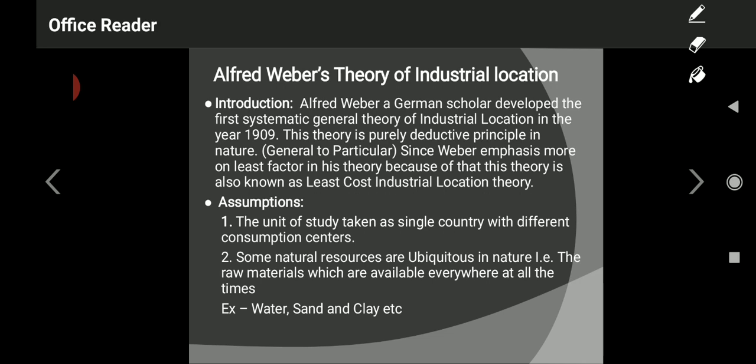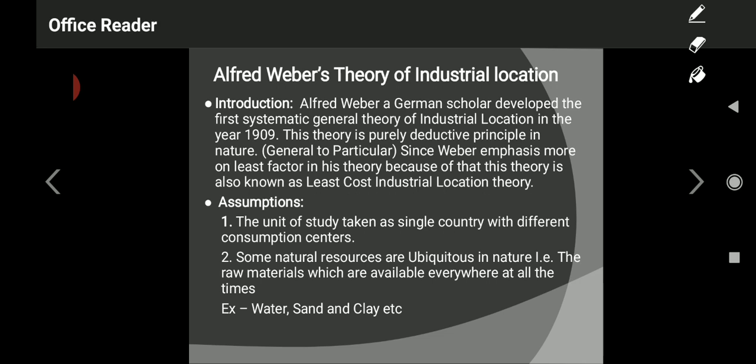Okay. Look at the answer for that. Some natural resources are ubiquitous in nature. It means the raw materials which are available everywhere at all the times. To start your own business, you need different types of resources. There are some resources which are available everywhere at all the times.